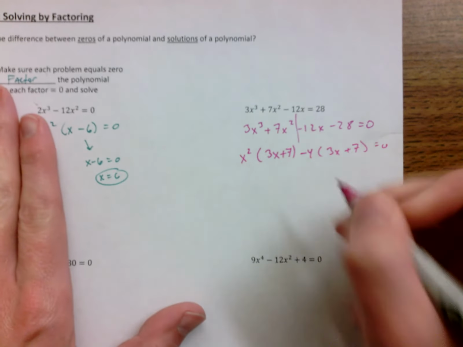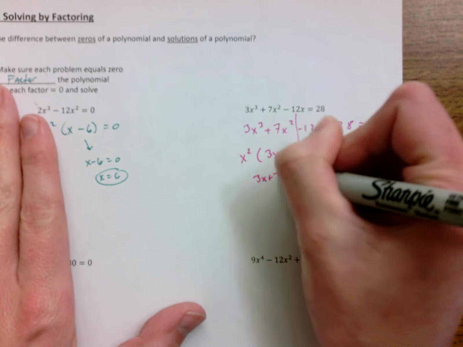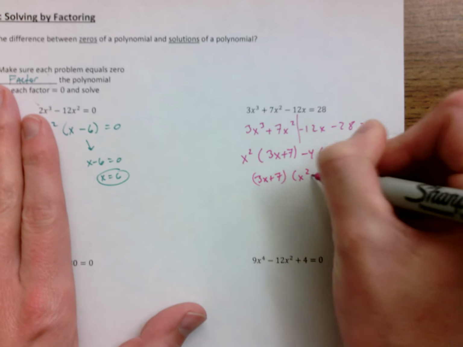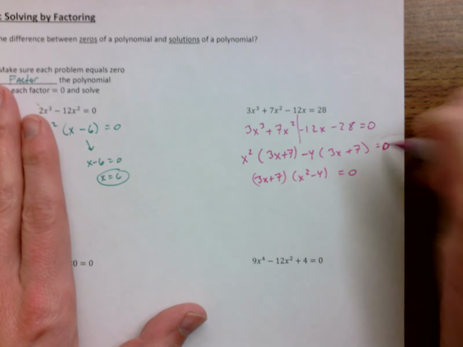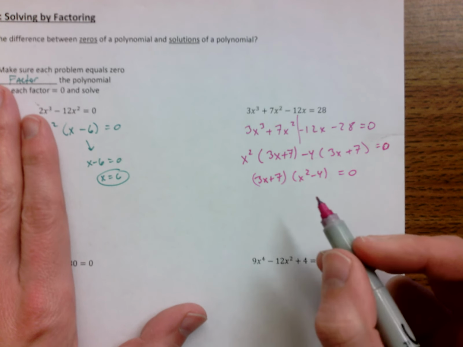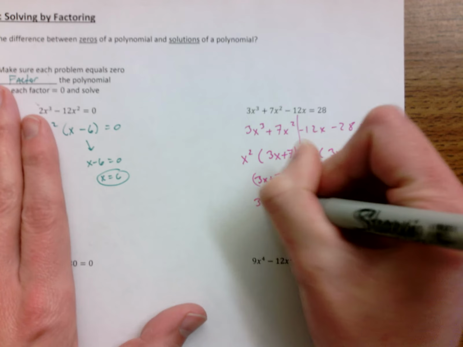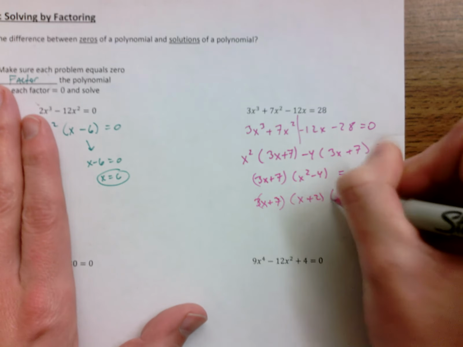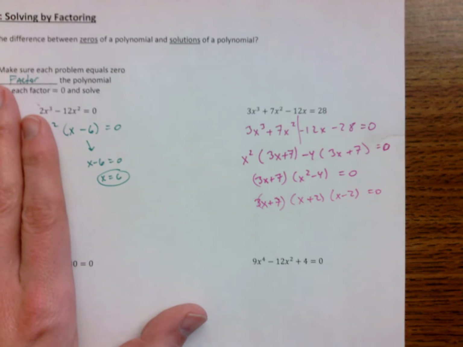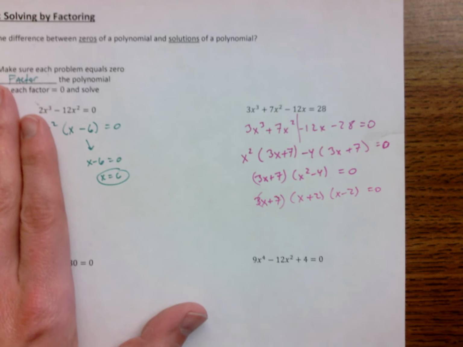So then I can factor out the 3x plus 7, and that leaves me with x squared minus 4. Okay, and then just make sure that you fully factor it. X squared minus 4, that is a difference of two squares. So we can actually factor this another step forward and make that x plus 2 times x minus 2. All right, and then set each one of these equal to 0 and solve.